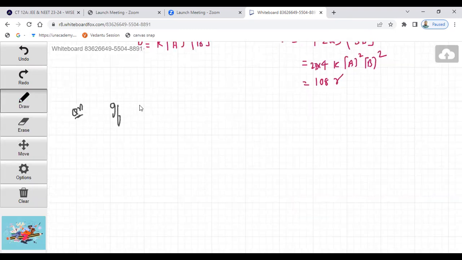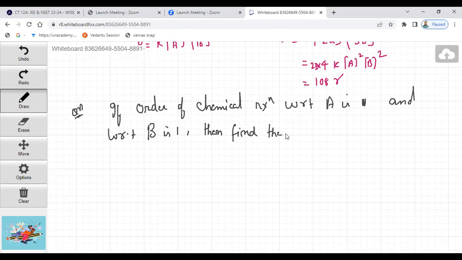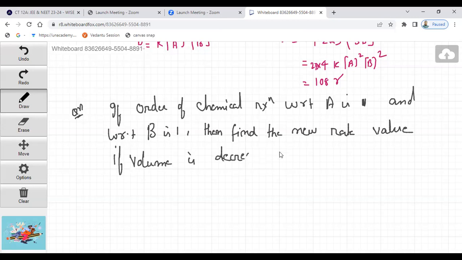If the order of the chemical reaction with respect to A is 1 and with respect to B is 1, then find the new rate value if the volume is decreased by 4 times.